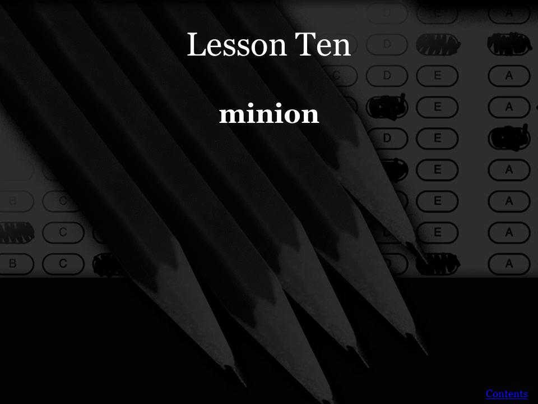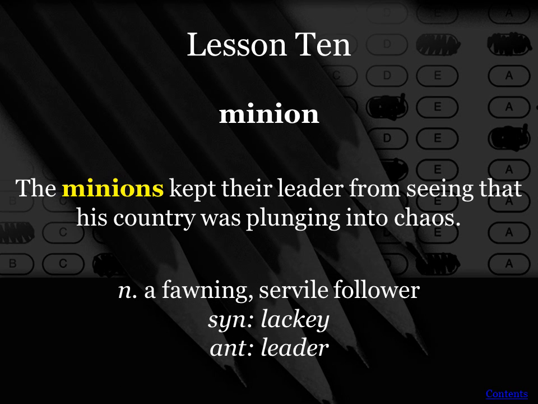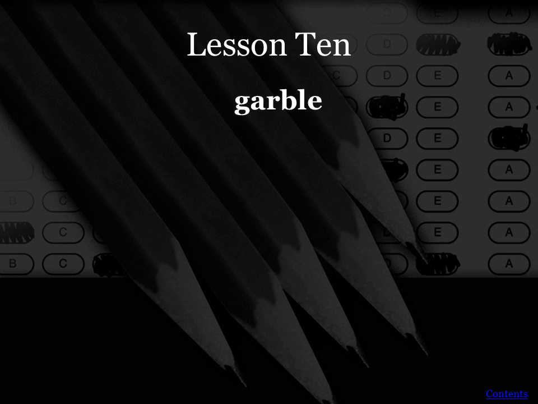Minion is our next word. This is going to be familiar to you because of the popularity of those Despicable Me movies. The minion, so it's a noun, kept their leader from seeing that his country was plunging into chaos. So we've got a fawning, using one of our earlier words from this lesson. Servile follower, so acting like a servant or a slave. Synonym would be a lackey or a leader.